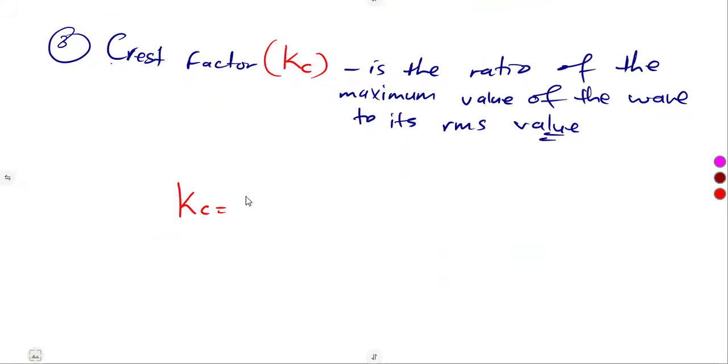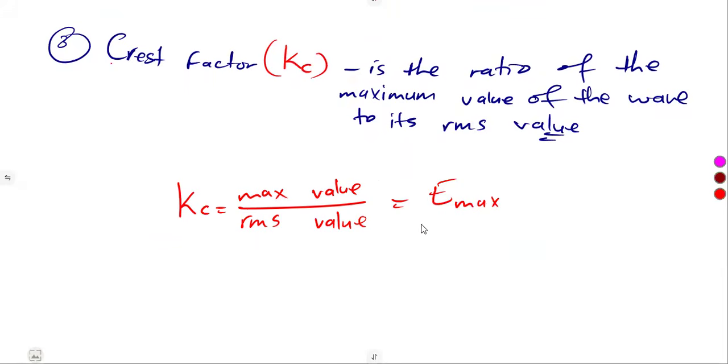Meaning to say, the crest factor can be written as the maximum value over the RMS value. If I'm working with the EMF, it's going to be Emax over its RMS value. If I'm working with the current, it's its maximum value to its RMS value. So these are factors that can be determined.